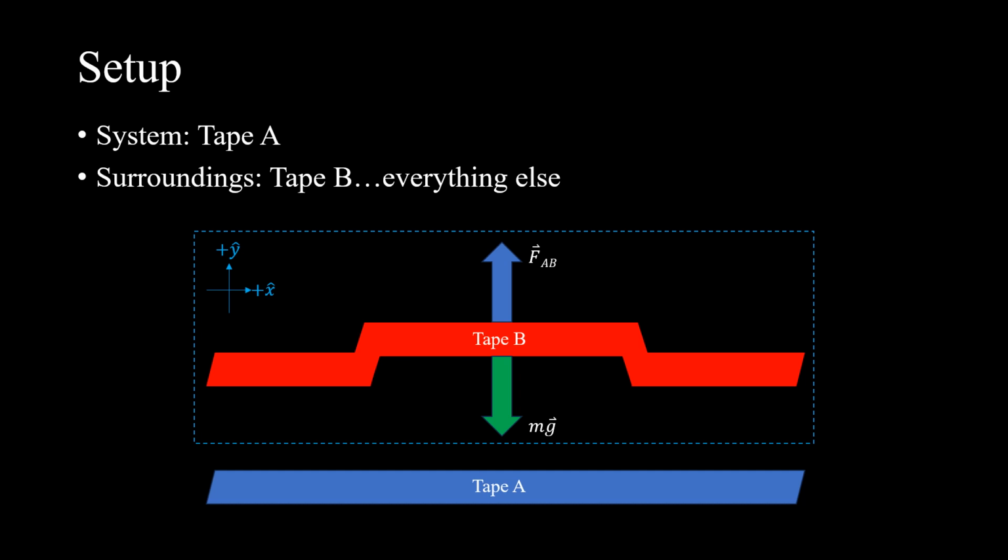If we create a system with just tape B in it, suspended midair, and if we bring tape A in from the surroundings, then as soon as tape B begins to move, the force of tape A on tape B will be in equilibrium with tape B's own weight.